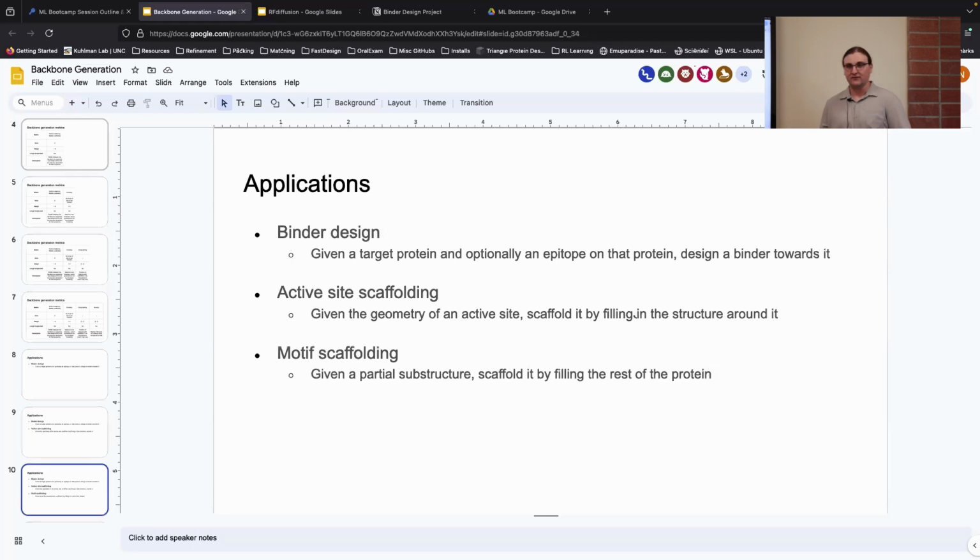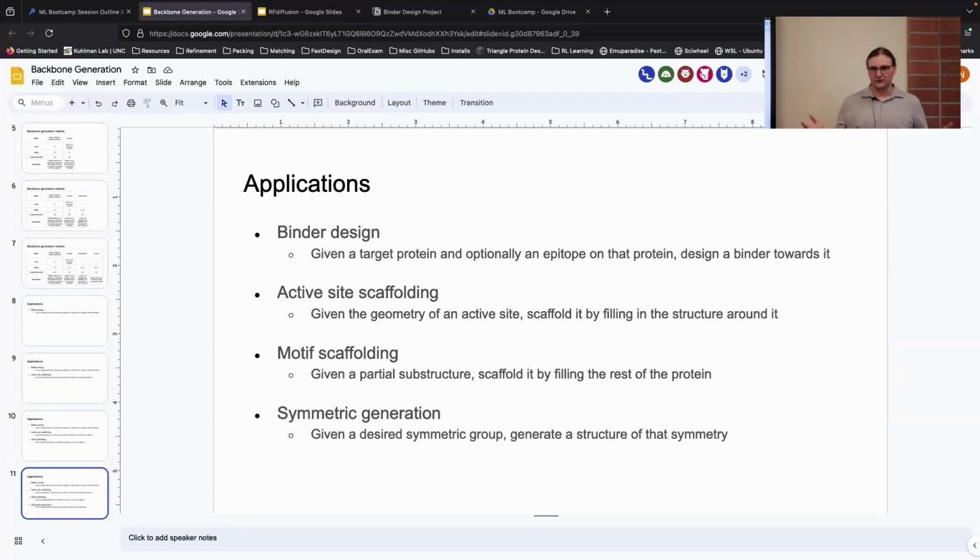You can also do motif scaffolding, which is quite similar. You have a very specific motif or a partial substructure of a protein that you're interested in. I can't think of an example right now, I apologize. But the idea is you just have that motif, you keep it fixed, and then you generate the rest of the protein around it such that it actually can harbor that site.